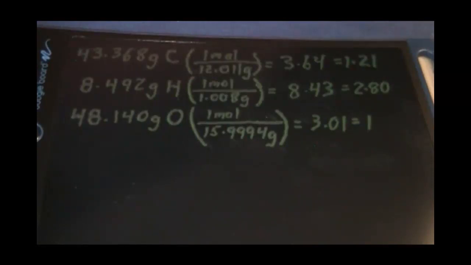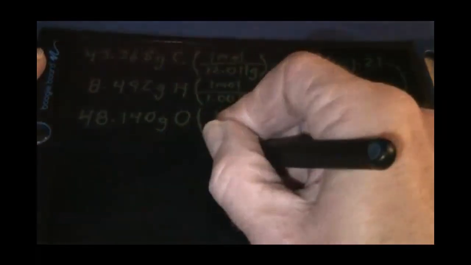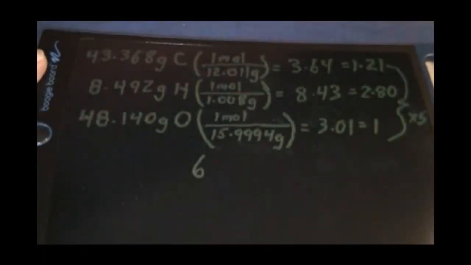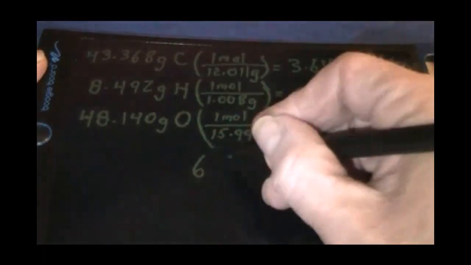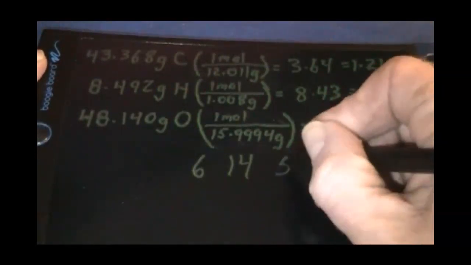So it turns out if we multiply everything by 5, because what you do to one term you have to do to everything, then we're going to get whole numbers. We're going to get integers. So we're going to take all of these and multiply them by 5. Well, 1.21 times 5 gives us 6. 2.80 times 5 is going to give us 14. And then don't forget to multiply the 1 by 5 also, so we get 5.